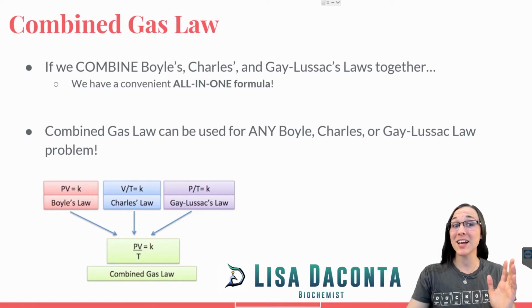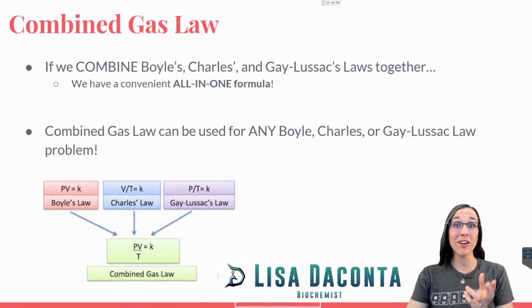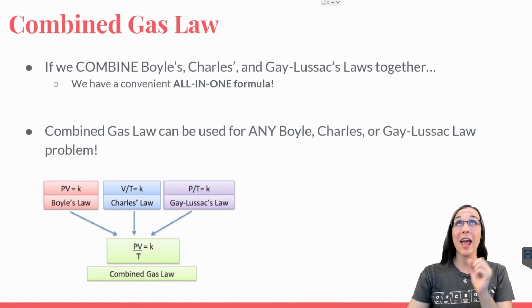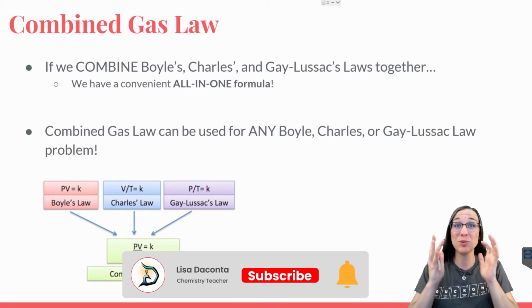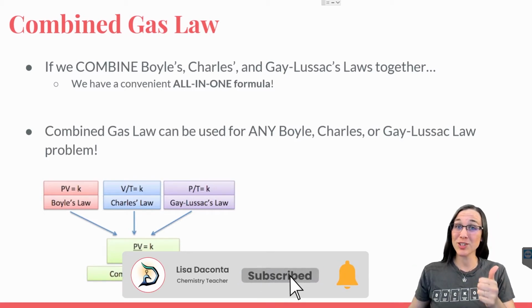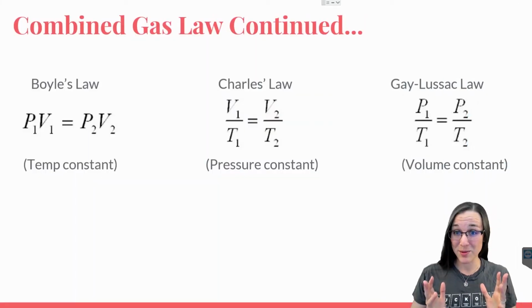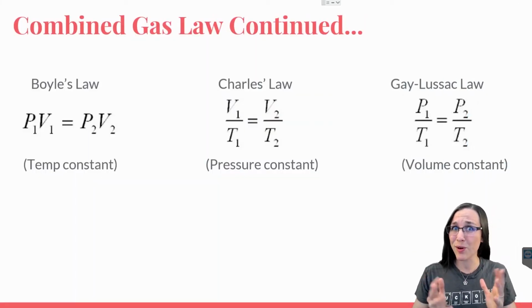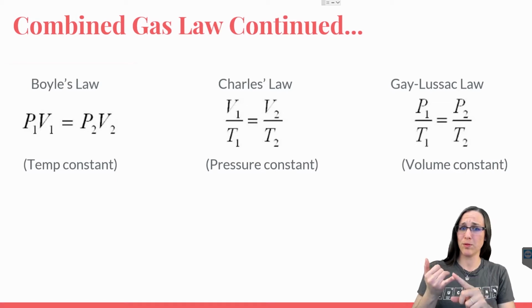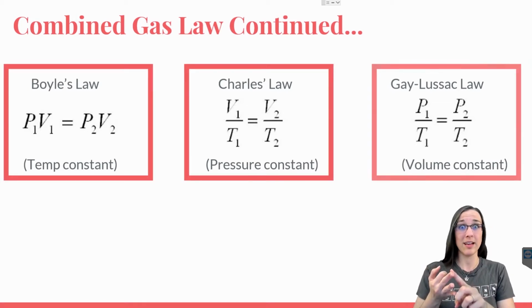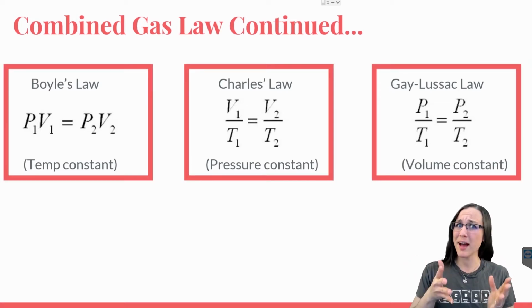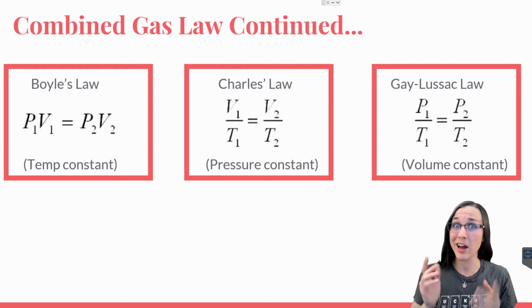Basically, the combined gas law is just taking Boyle's law, Charles' law, and Gay-Lussac's law and mashing them all together into one equation. This way we have pressure, volume, and temperature all accounted for. The great part about this equation is that you can use it for any problem that would require Boyle's law, Charles' law, or Gay-Lussac's law. So essentially, the combined gas law can replace all three of those laws.